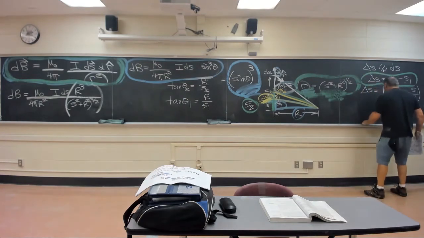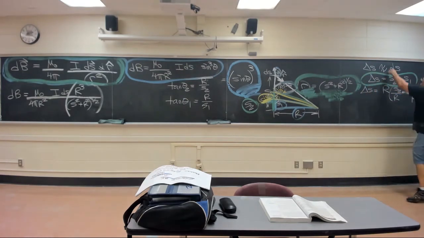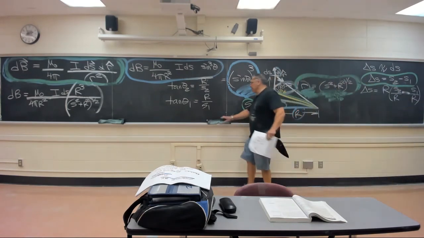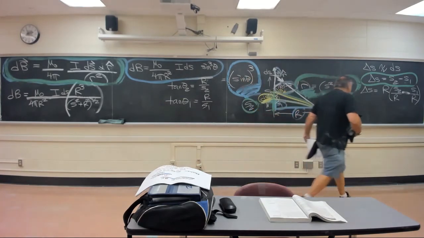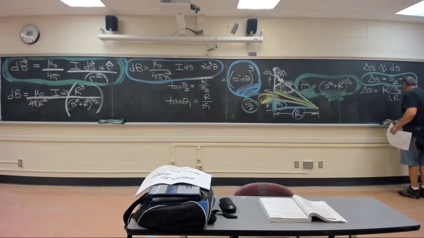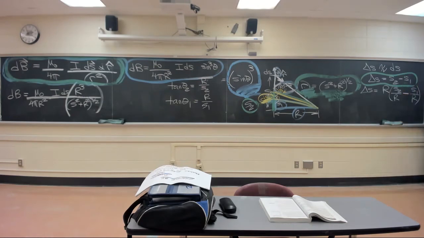Delta S, ds, I'm going to say they're approximately equal. Let's not split too many hairs. Is it true? Sounds good to me. R times S2 over R is S2. R times S1 over R is S1, and you got this. Yeah, sounds good to me.